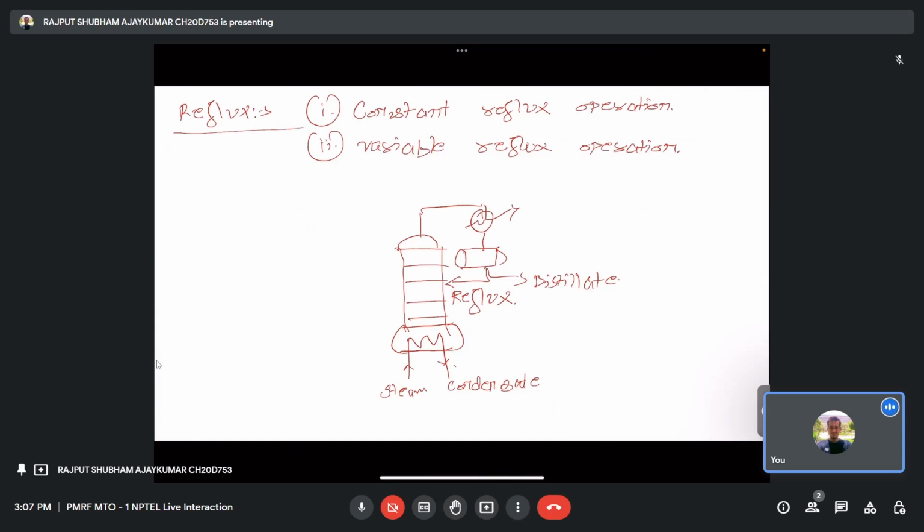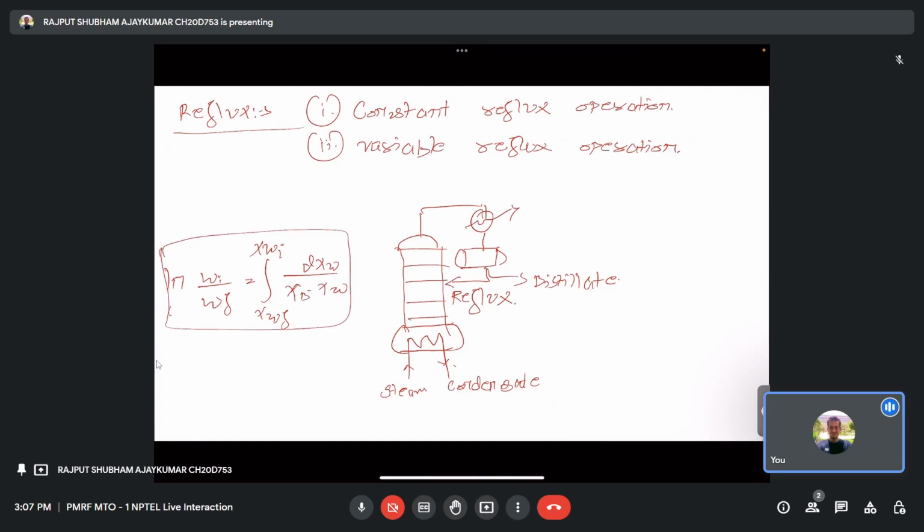I will type generally the equation: ln of W by, so if we take, the equation, integral of dx by x_D minus x_W. This type of equation we have already seen, and it is related to batch distillation columns.